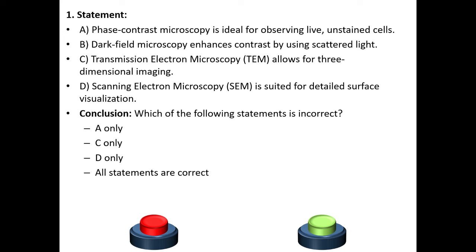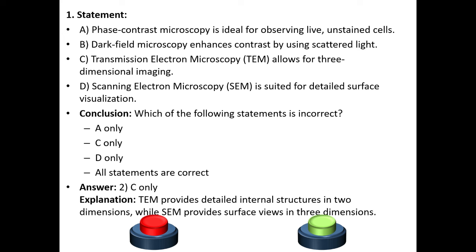A only, C only, D only, all statements are correct. The answer is 2, C only. Transmission electron microscope provides detailed internal structures in two dimensions, while some provide surface views in three dimensions.